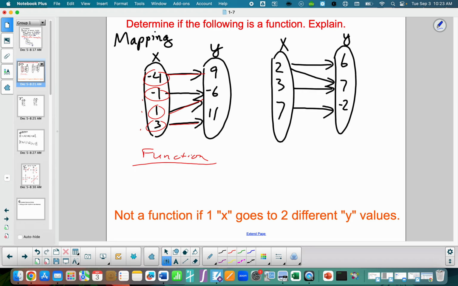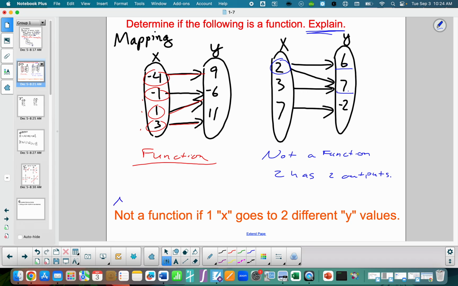However, take a look at the second mapping. Notice 2 has answers of 6 and 7. And so that would make it not a function because we have two outputs for one input. So the directions are going to ask you to explain. So you would just say not a function, the number 2 has two outputs. Or you can say something like 2 has answers of 6 and 7, anything along those lines.